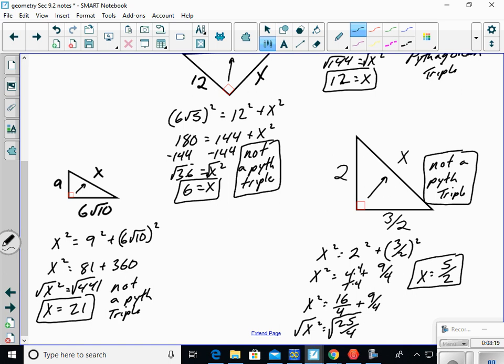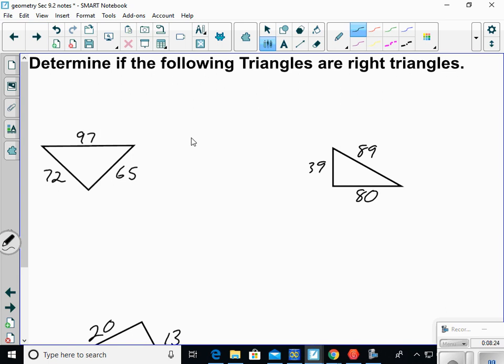Alright, so that's the Pythagorean theorem. Now we're going to use the converse of the Pythagorean theorem to determine whether or not these triangles are right triangles. Because if they are right triangles, they still have to fit into the Pythagorean theorem, right? c squared equals a squared plus b squared. And we don't know if they're right triangles, so for the hypotenuse, or the c term, we just insert the longest side, the largest side that we have.